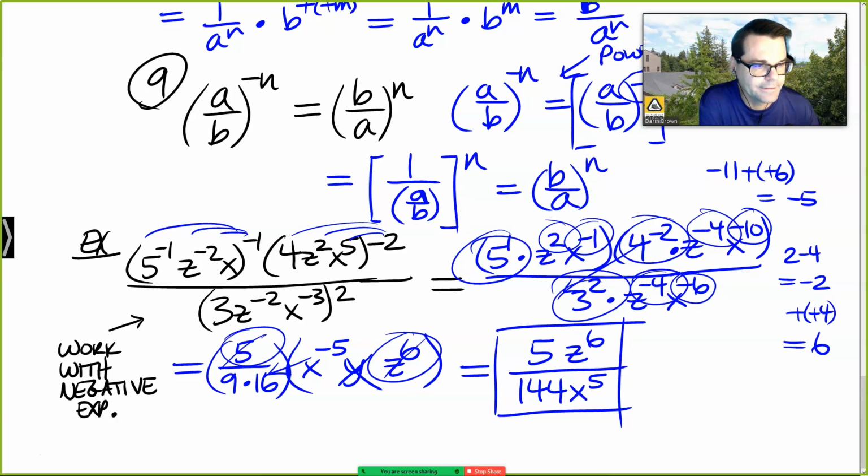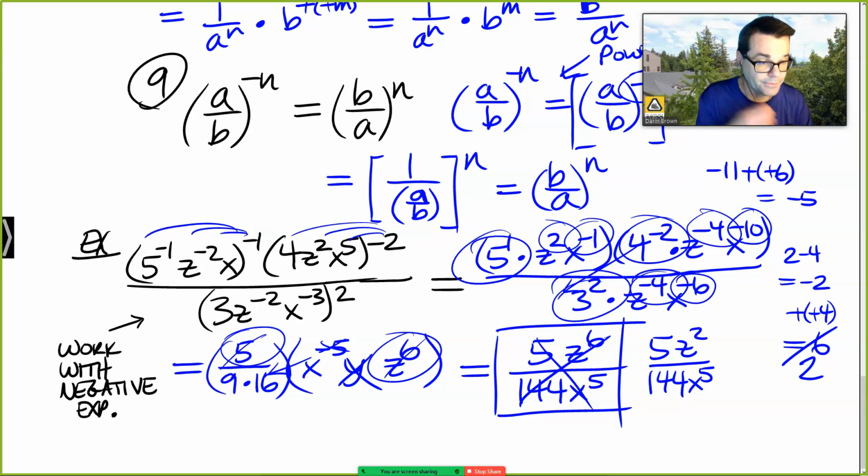Yep, I did it again. Negative 2 plus 4, not 6. Sorry. Negative 2 plus 4, of course, is 2. Sorry about that. Even the best make arithmetic mistakes. You just have to pay super close attention. Negative 2 plus 4 is positive 2, not positive 6.